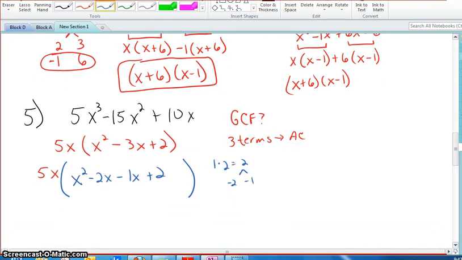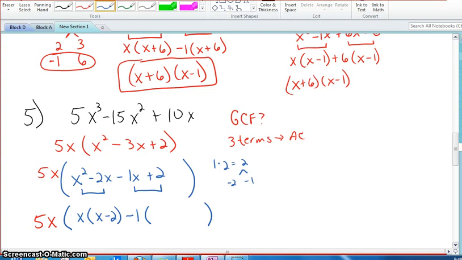Now I'm going to still have that 5x out in front. Inside, I'm looking at what do these two have in common? They have an x. Left over is x minus 2. And what do these two have in common? They have a negative 1.